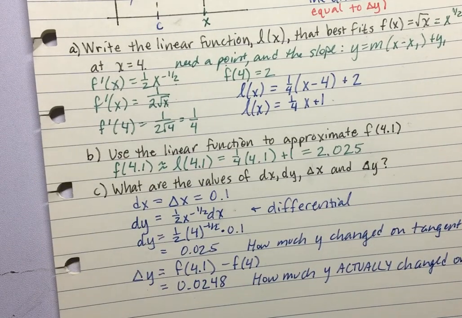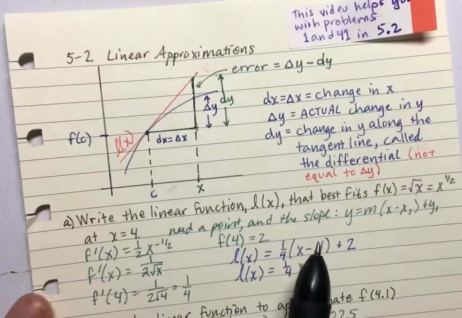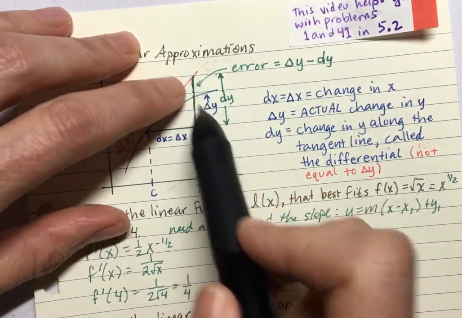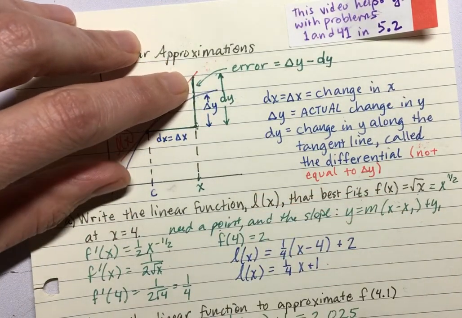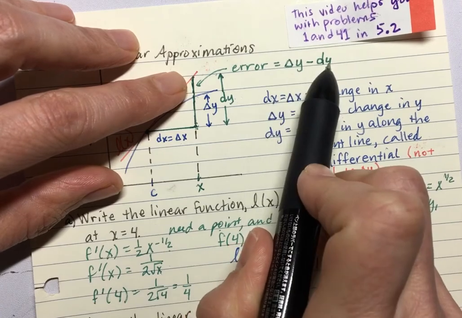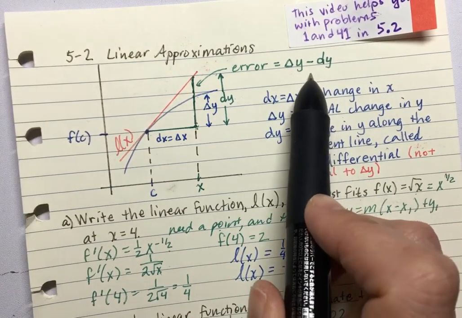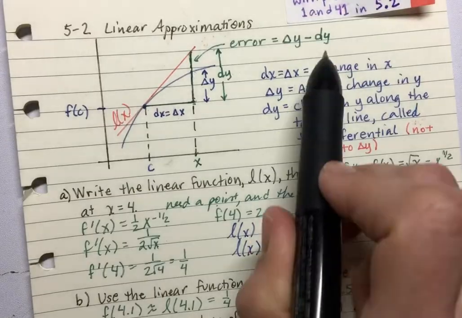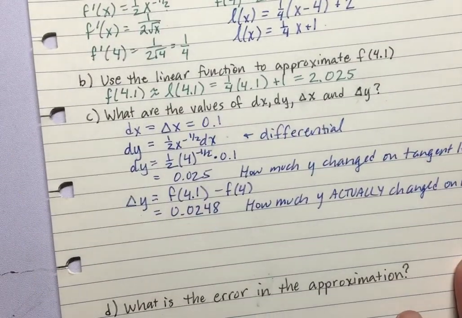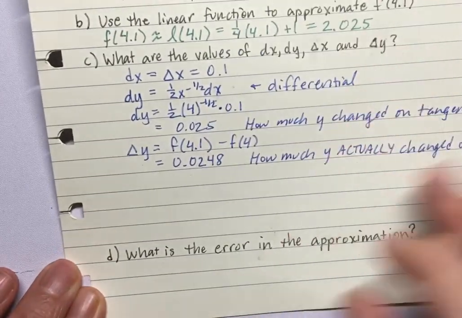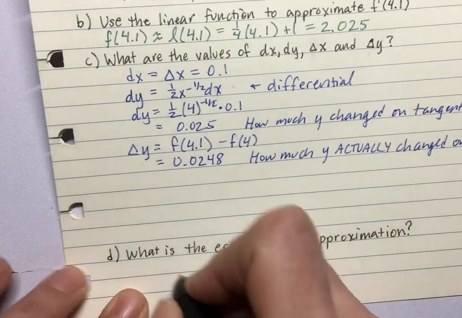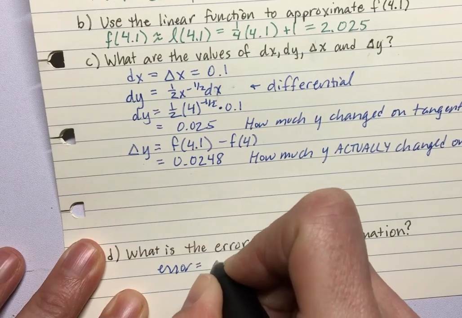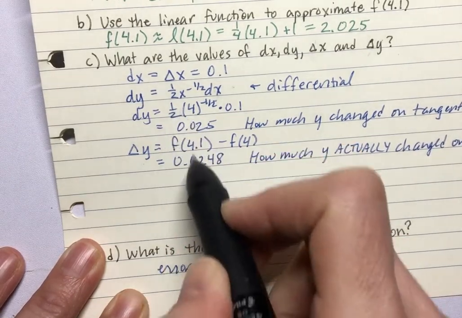So then the last bit is error. Looking at our drawing, the error is how far off we are. And we find error every single time. It's always delta y minus dy. If you think about doing error in science classes, it's the actual value minus the predicted value. So it's how much y actually changed versus how much we predicted it to change. That's how far off it is. This is not percentage of error, so don't even think about going there. This isn't science class, so it's a little different. So error is delta y minus dy, so we just subtract those two.